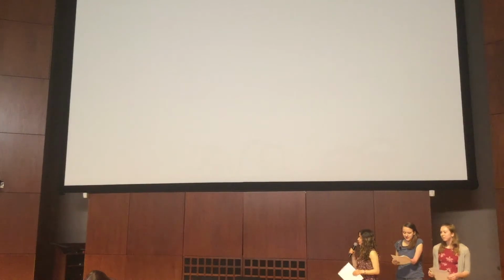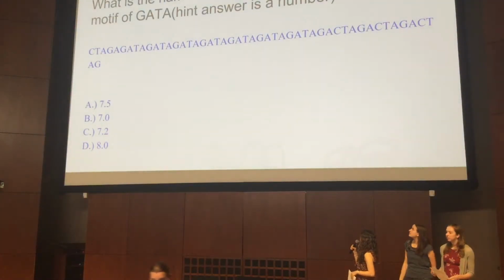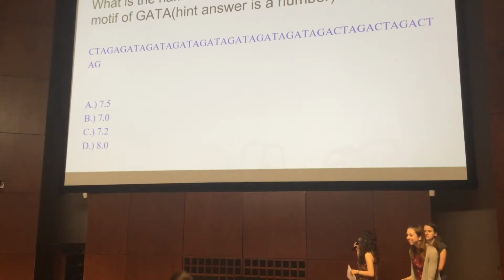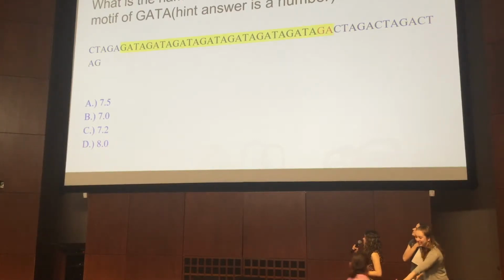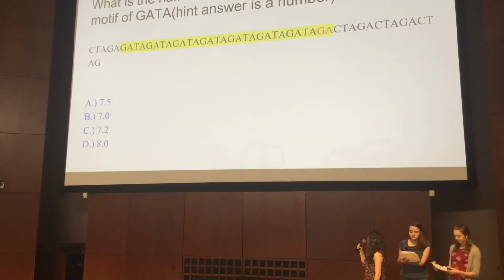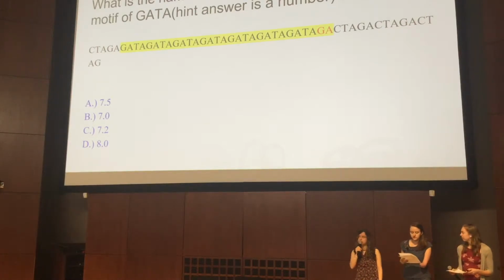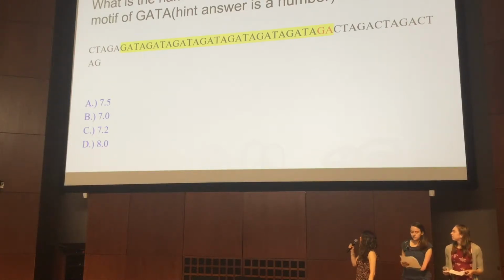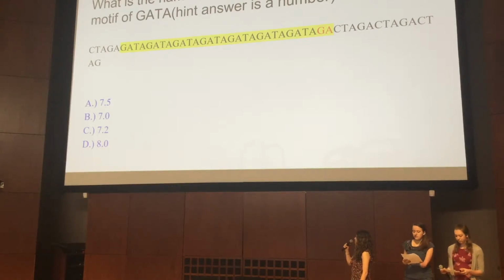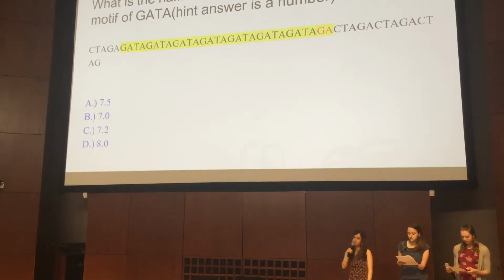Yep, so the correct answer was 7.2 because there were 7 repeats of GATA, and at the end there was a GA sequence, which counts as 0.2 rather than 0.5, which can be a misconception. So it's important to keep in mind that each extra nucleotide after the full sequence is going to count as 0.1. So in this case, we have 2 extra, so 0.2. And so in conclusion, this microsatellite is named 7.2.